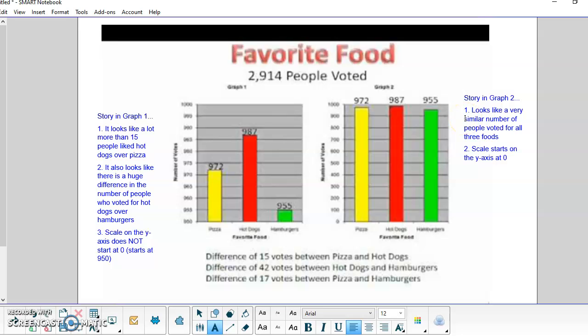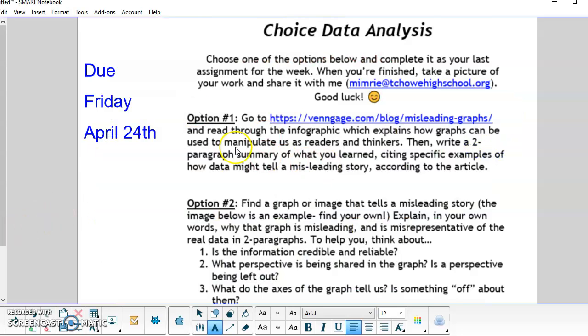So if I'm not careful in analyzing the story in every single graph, I might end up drawing wrong conclusions. I might end up making mistakes that are going to cost me, my company, whatever's going on, some sort of money. So it's important to look and actually analyze that full story. So keeping that in mind, let's go ahead and think about your second and last assignment for this week.